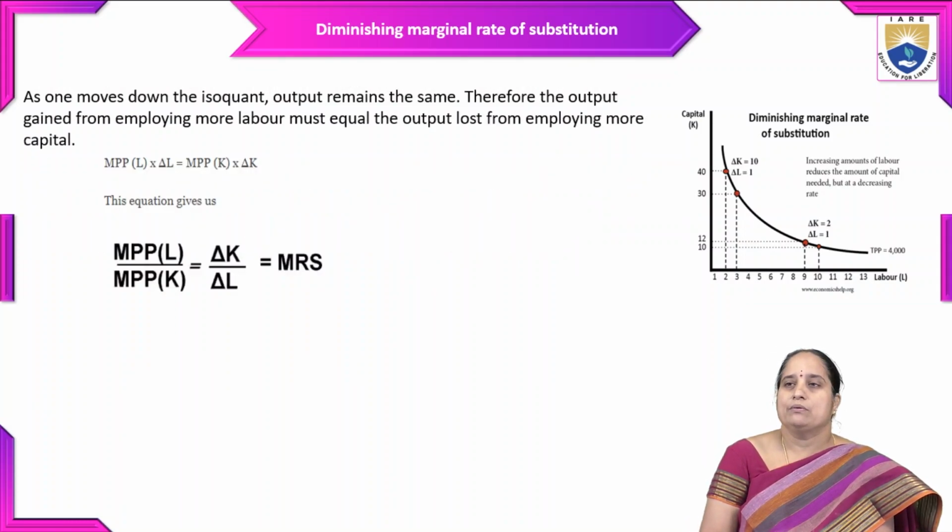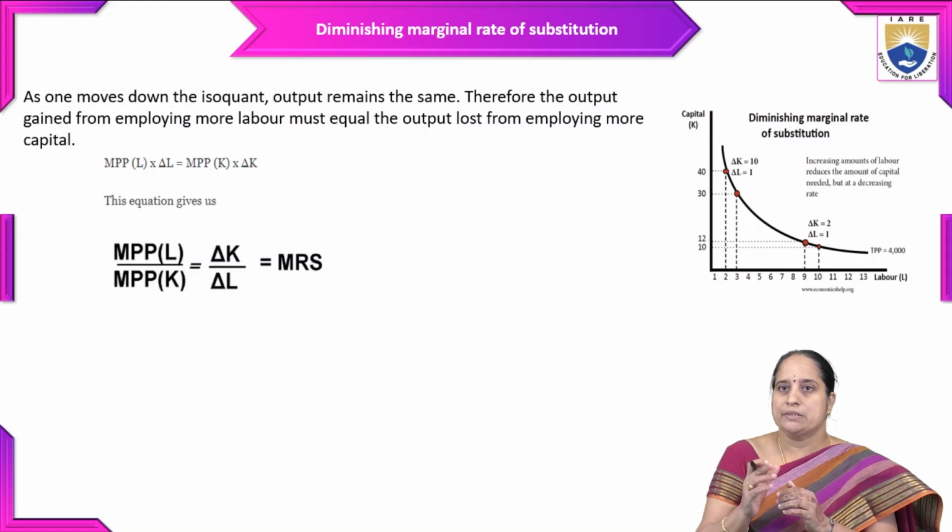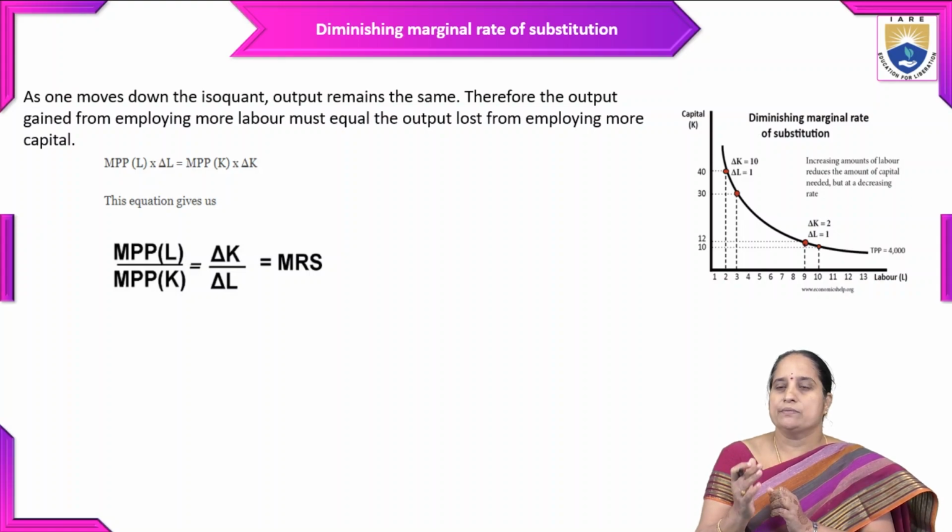As one moves down the isoquant, output remains the same. Therefore, the output gained from employing more labor must equal the output lost from employing more capital. So MPP of L times the change in labor is equal to MPP of K times the change in K. So this equation gives us the marginal rate of substitution.